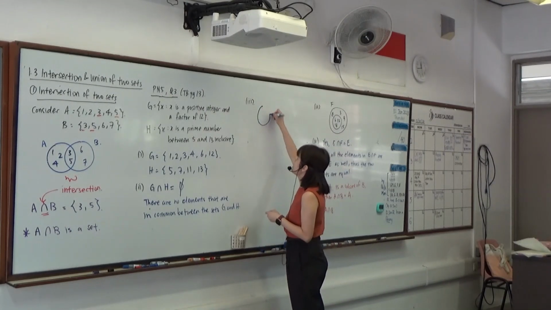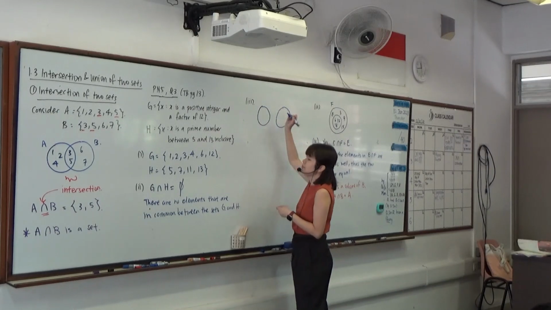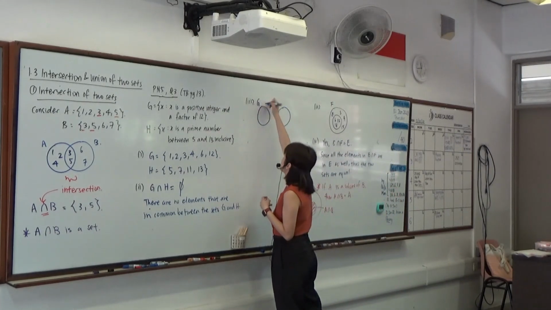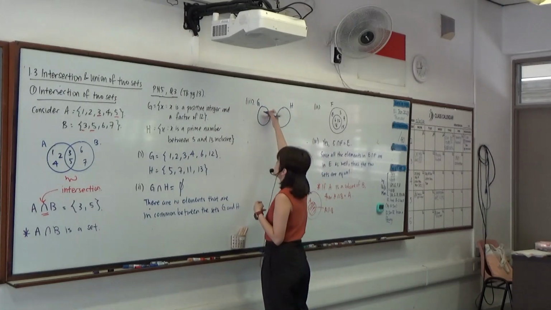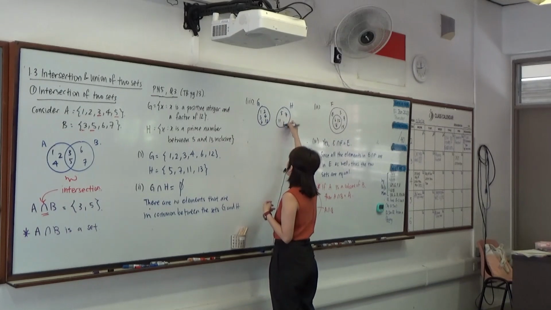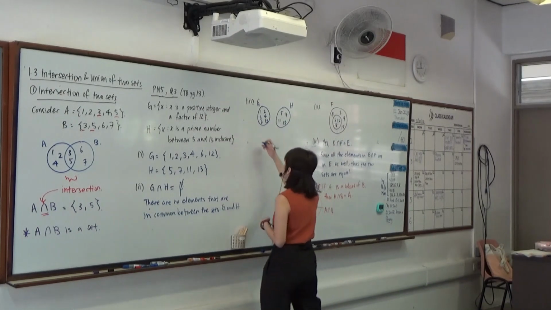So in order to show that emptiness idea, what we will do is to draw it separately. And that's what we call disjoint sets. So G and H are actually disjoint. So we will fill it in, as such.